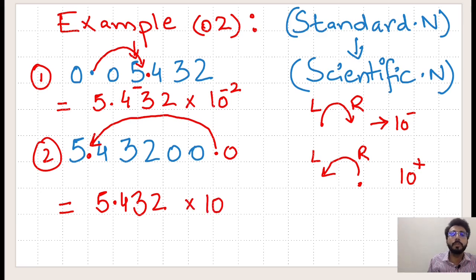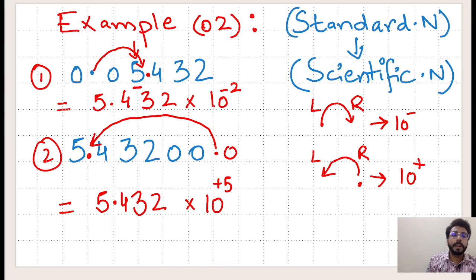How many digits have we moved? We have moved 5 digits. It will become positive 5. So what's the rule here? If the question is given in standard form, and we have to move the decimal point from left to right, we write the negative exponent. And if we have to move the decimal point from right to left, we write the positive exponent here.